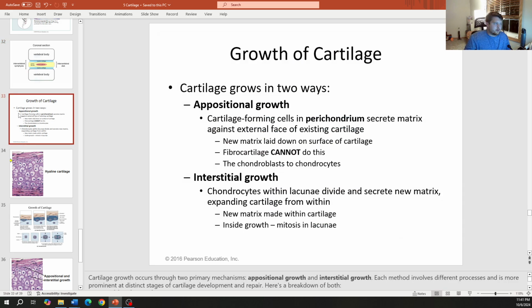So just like bone, cartilage grows in two ways. Either through appositional growth, where the cartilage-forming cells in the perichondrium secrete matrix against the external face of the existing cartilage, so new matrix is laid down on the surface of the cartilage. Or you have interstitial growth, where the chondrocytes within the lacunae divide and secrete new matrix, expanding cartilage from within.